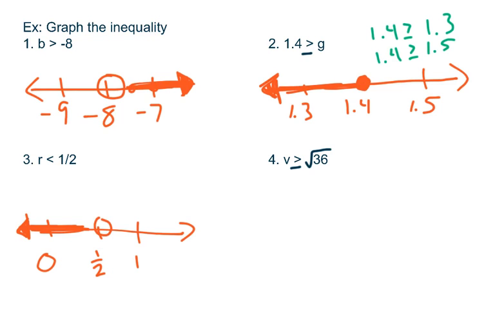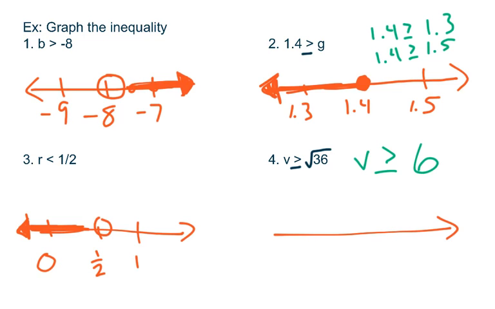And then the last one, v is greater than or equal to the square root of 36. The square root of 36 is a nice number. If you're not sure what square root means, basically we're looking for what number times itself gives you 36. And that answer is 6. So we can think of this as v is greater than or equal to 6.